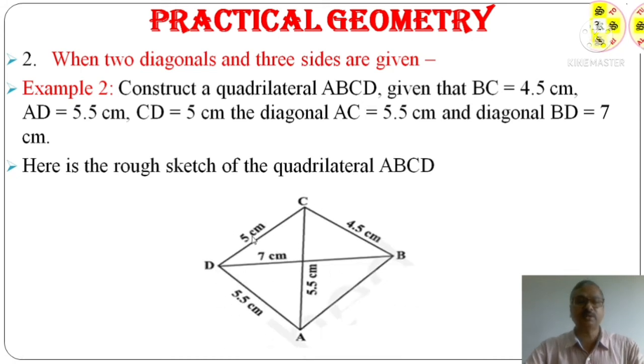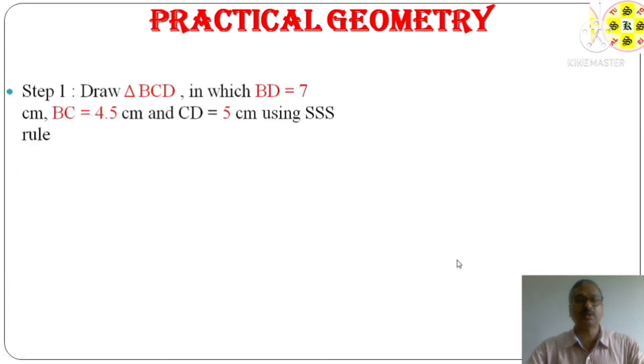So here is the rough sketch. A, B, C, D. The length of AB is not given. BC is given 4.5, CD is given 5, DA is given 5.5. These are the 3 sides given, and the diagonal BD is given 7 cm, and the diagonal AC is given 5.5 cm. So with these measurements we can locate the point A. After that we can join AB. The length of AB is not given. Now let us start with the actual process.